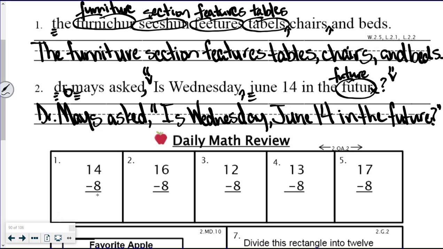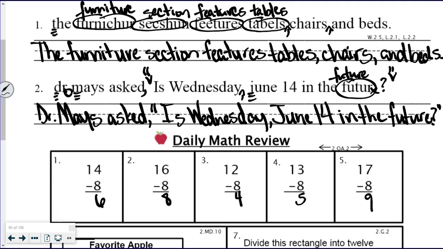Let's see, 14 minus 8 is 6. 16 minus 8 is 8. 12 minus 8 is 4. 13 minus 8 is 5. And then 17 minus 8 is 9.